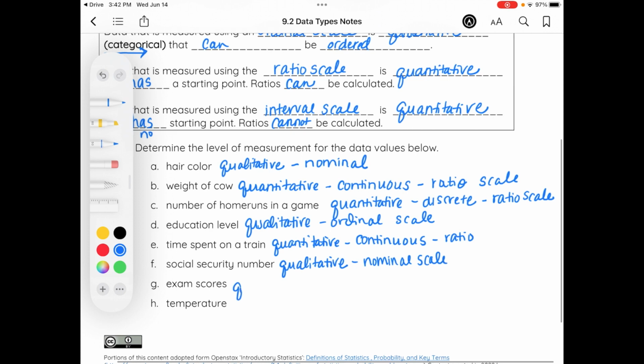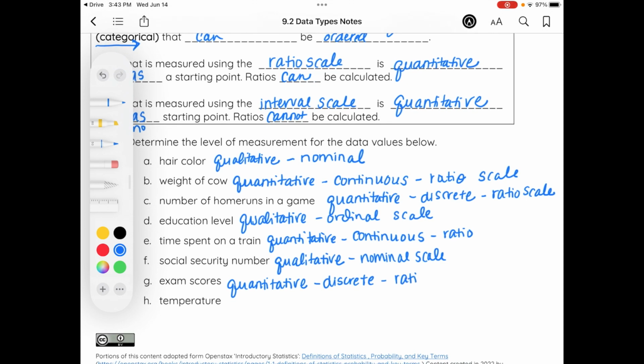Exam scores, quantitative. We said discrete. I apologize, discrete. And because we can compare from, let's say, your first test score to the second test score, you can compare a group to a different group. We can have some ratios, or the ratio scale, I should just say.